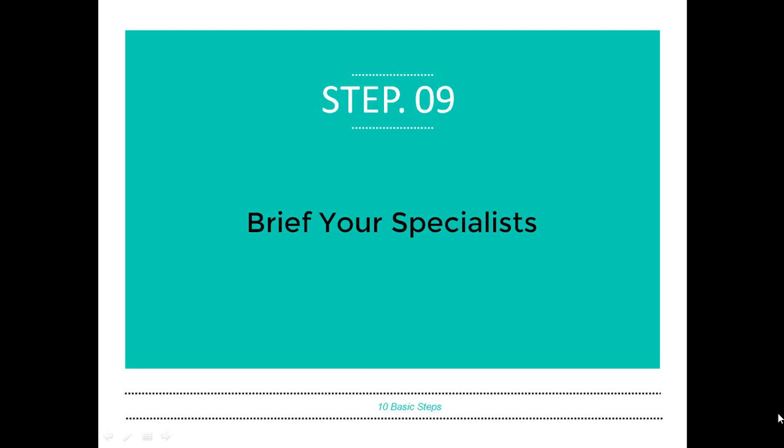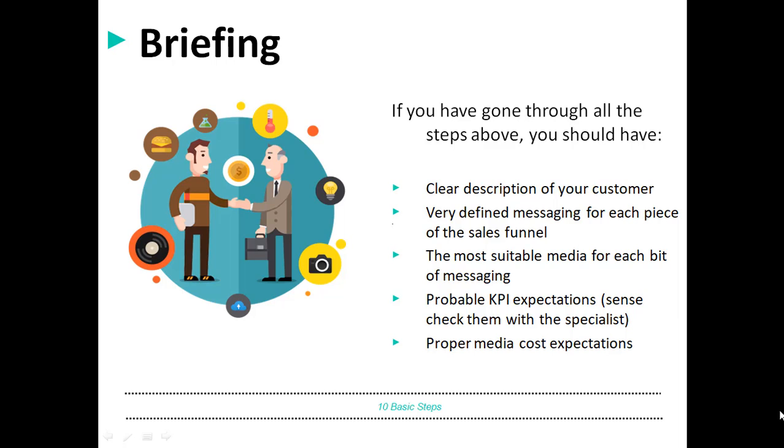Step number 9, briefing your specialists. If you've gone through all the steps above, you should now have a clear description of your customer, a very defined messaging for each piece of the sales funnel, the most suitable media for each bit of that messaging, probable KPI expectations, and proper media cost expectations. And those last 2 you can sense check with the specialist. All of this gives you all the information you require for a very, very clear brief to your specialists.